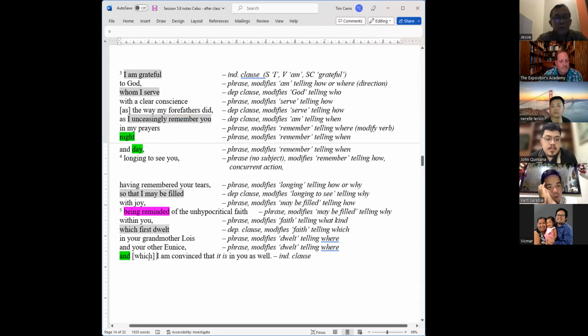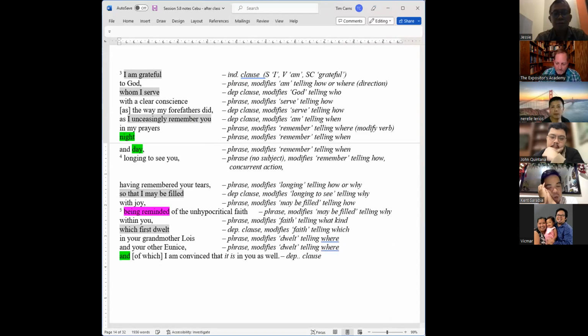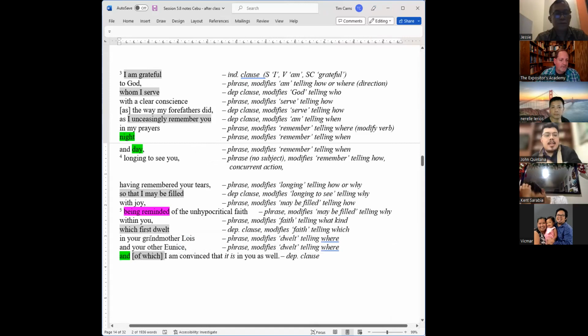But he is emphasizing the faith, right? Yes. So if it could be this idea, "and of which I'm convinced it is in you as well," that would then be dependent, and that could make sense. So there's an implied idea also: which first dwelt in your grandmother, and of which I'm convinced it is in you as well, referring to the faith.